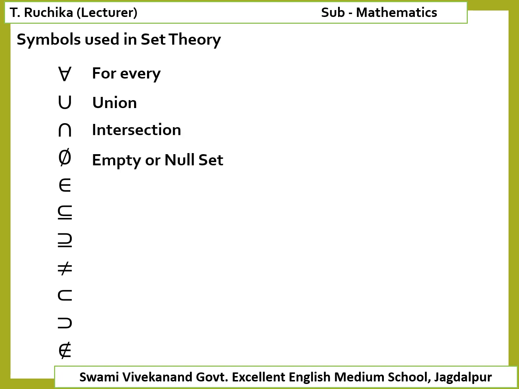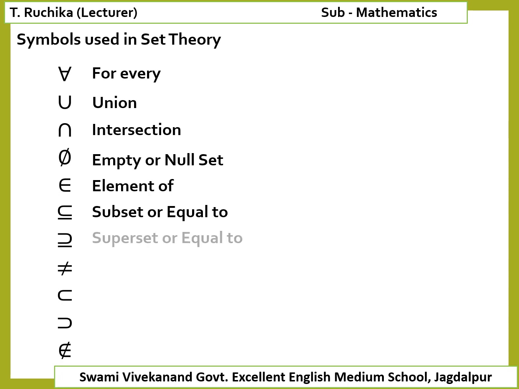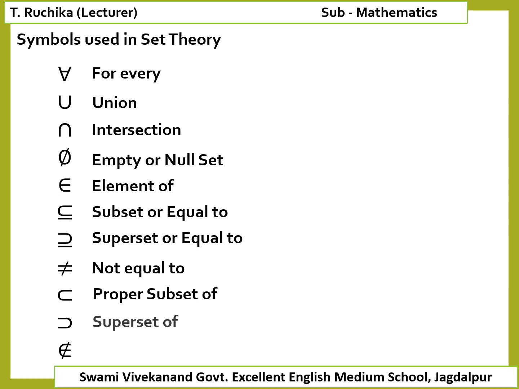This is empty or null set. Just now we have defined what is empty set. It is represented like this with a symbol ∅. This is element of, this is subset or equal to, superset or equal to, not equal to, proper subset of, superset of, not element of. These are the symbols we are going to use in this chapter.